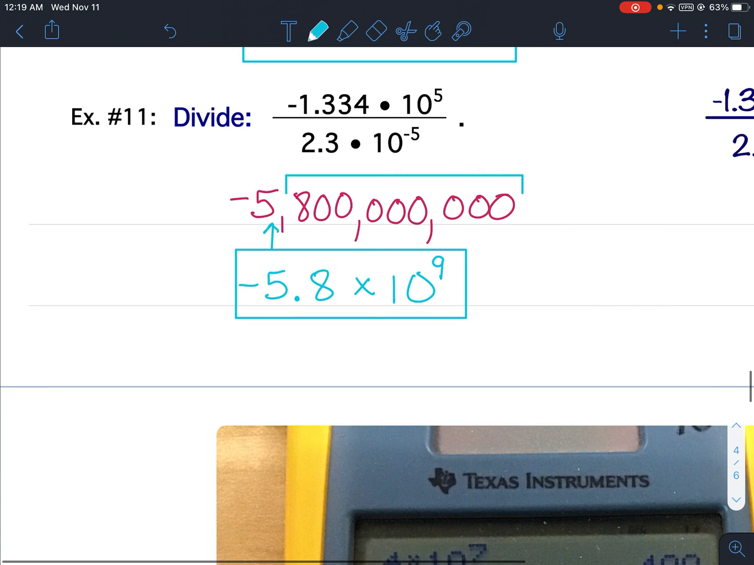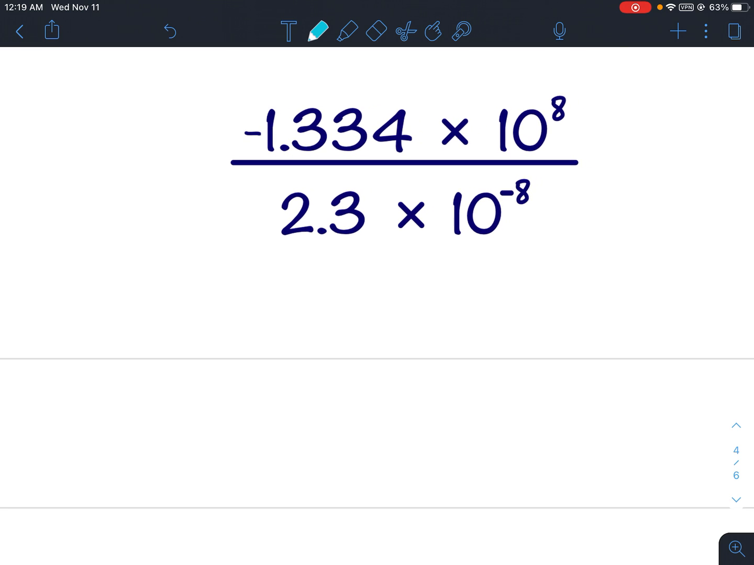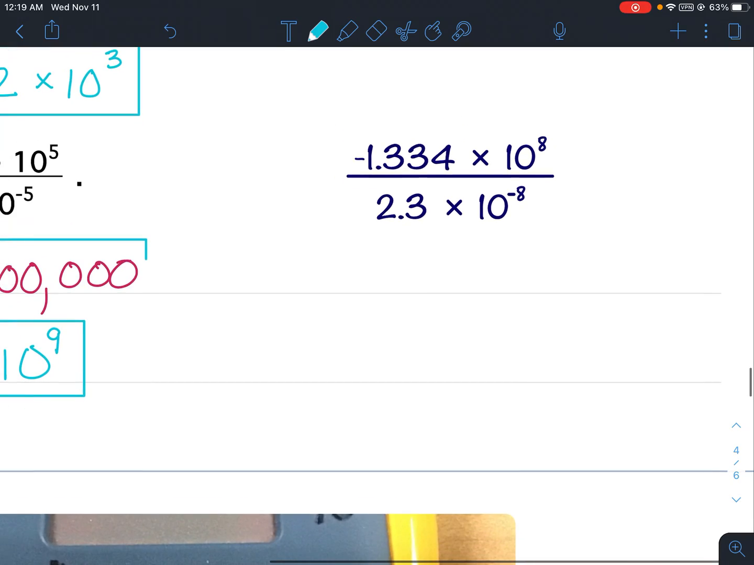If that were the case, all you'd have to do is write down the final answer in scientific notation. Now, there are other problems like this one over here. Pause your video and write that down. Okay, so this problem here, it doesn't matter which calculator you use. It's going to give you the scientific notation. It doesn't matter which one you use.